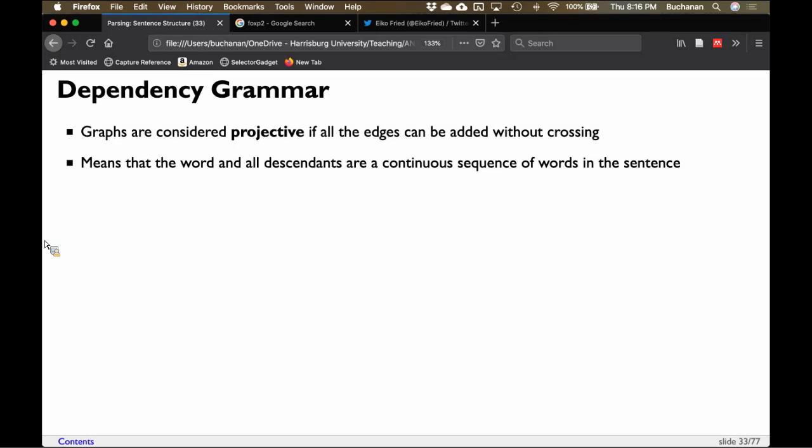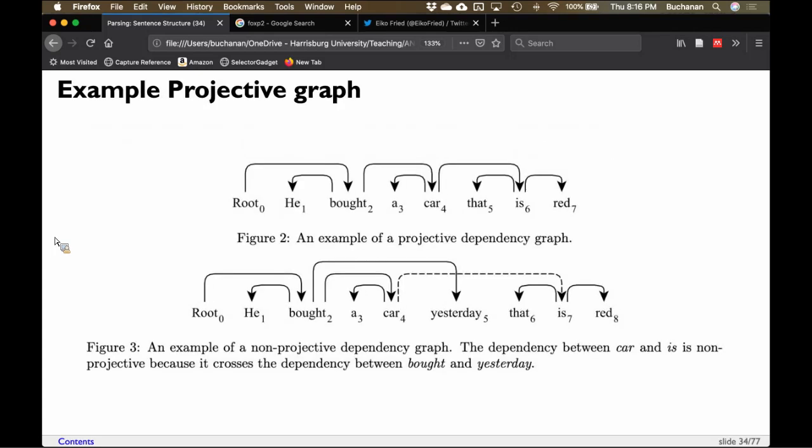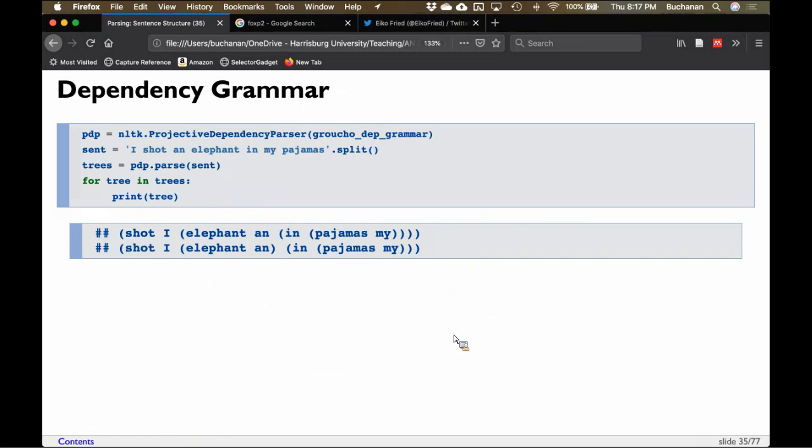And so all of the word and all of its descendants, because they're not constituents anymore, they're descendants or dependents, if you want, are a continuous sequence of words. So I can kind of leap forward and go back a little bit, but I can't go back a lot of it. And so here's an example. So this one here is projective because the arrows, while they go over each other, they don't cross backwards. And in this particular case, if I did this car to is, that would cross here. Because bought is modified by yesterday, that's a time cue of when it's bought, right? And then car is the is red. Okay, so this that is red is a weird side clause that should be attached to car, and yesterday is sort of in the way.